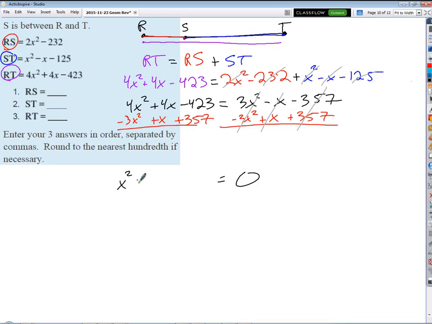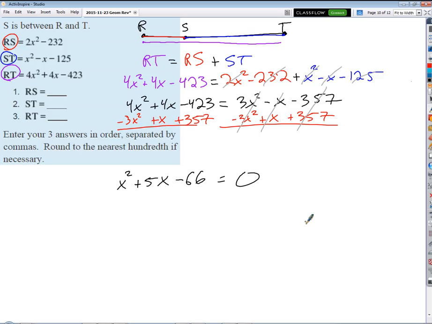4x plus x, good, 5x. And this is going to be a weird one, negative 423 plus 357. And let me say that's going to be negative 66. So that's our equation, right? We got it simplified.